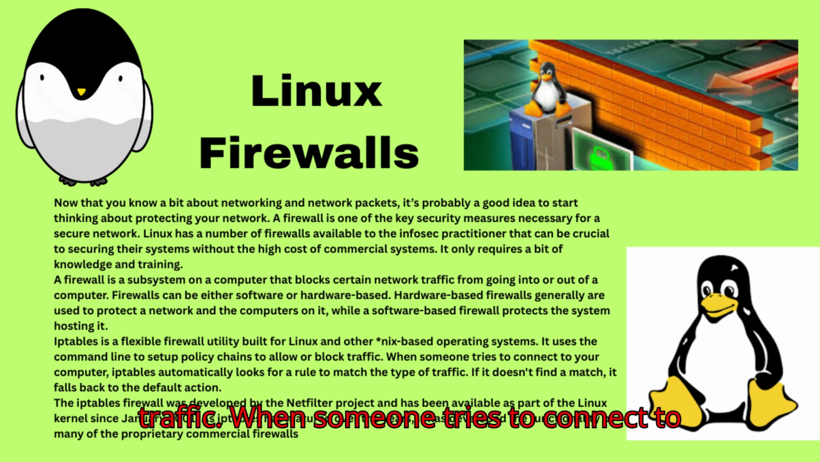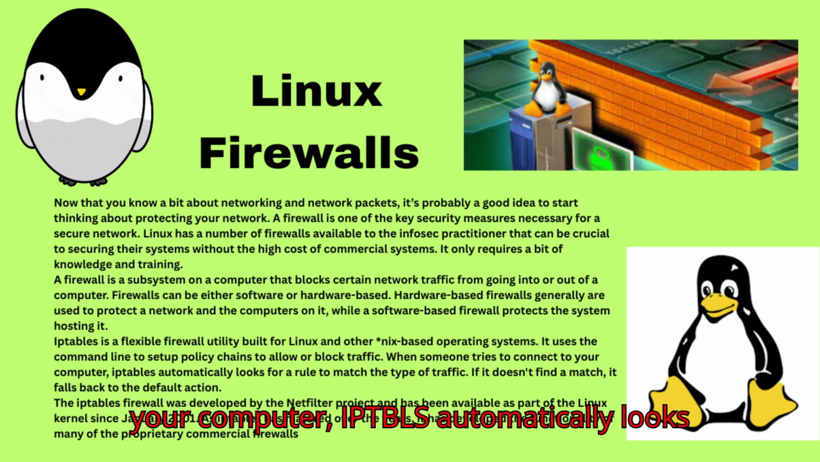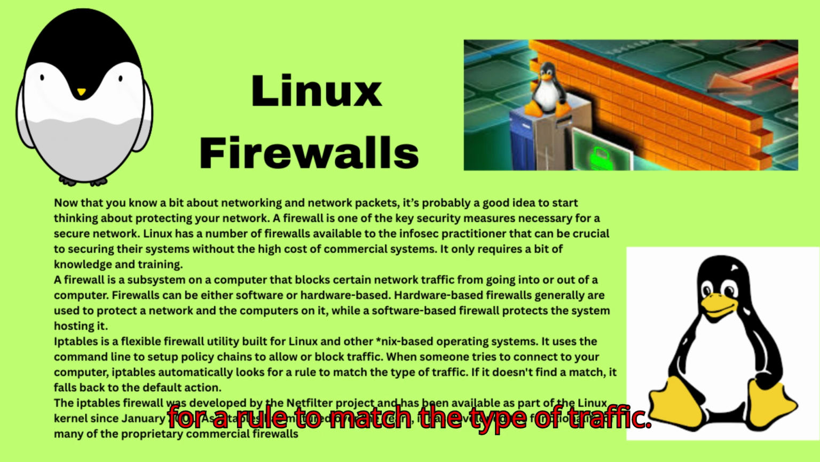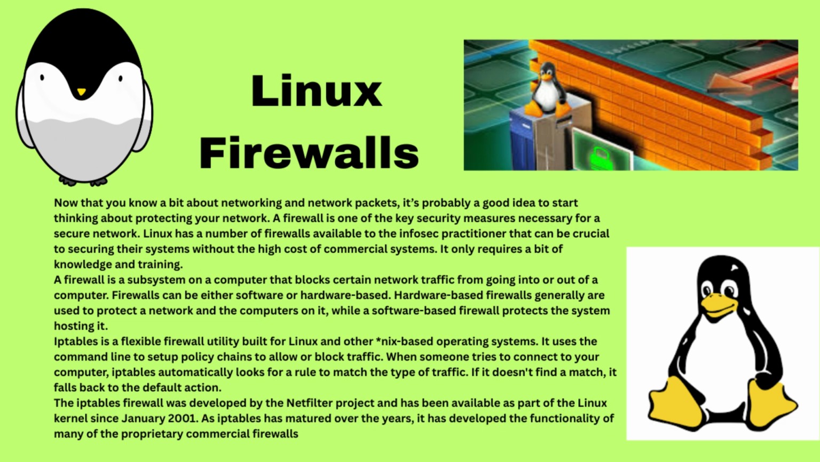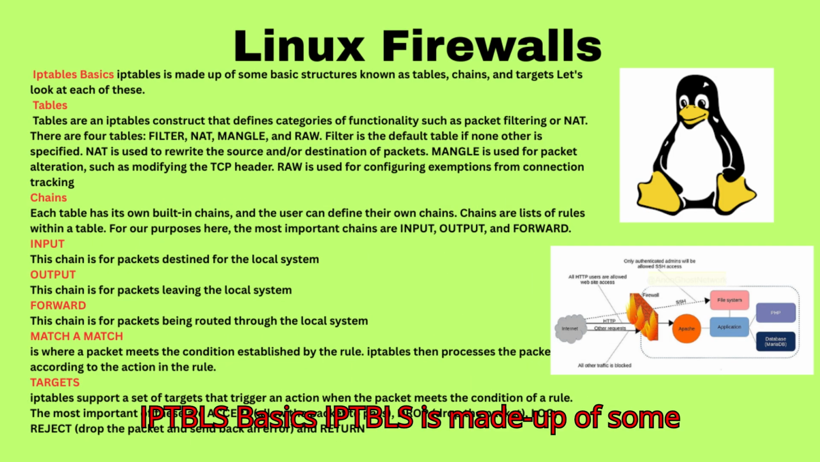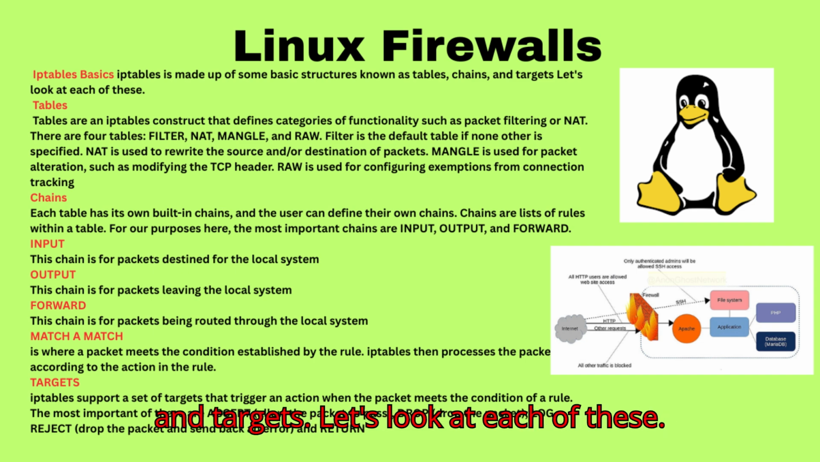When someone tries to connect to your computer, Iptables automatically looks for a rule to match the type of traffic. If it doesn't find a match, it falls back to the default action. The Iptables firewall was developed by the NetFilter project and has been available as part of the Linux kernel since January 2001. As Iptables has matured over the years, it has developed the functionality of many of the proprietary commercial firewalls. Iptables is made up of some basic structures known as tables, chains, and targets. Let's look at each of these.